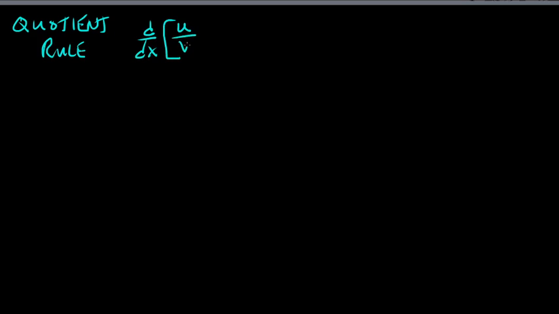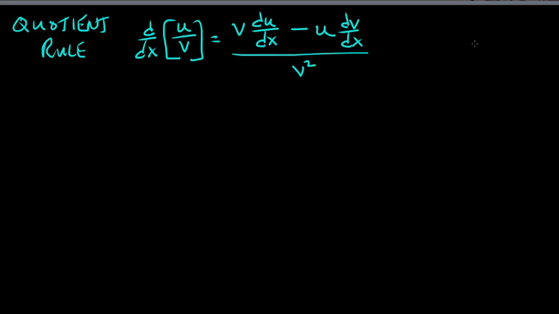What about the quotient rule? So there's also a quotient rule. And again, I'll just write it down. So let's suppose we're going to take the derivative of u divided by v. It's going to be v times the derivative of u minus u times the derivative of v, and then all divided by v squared.